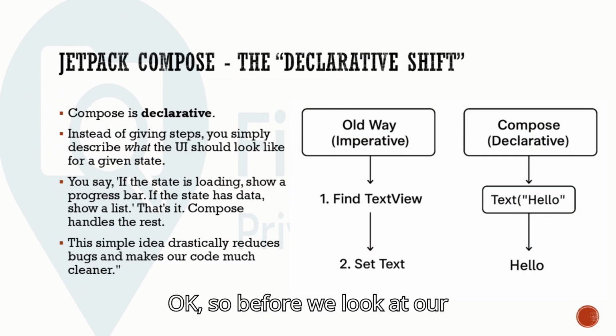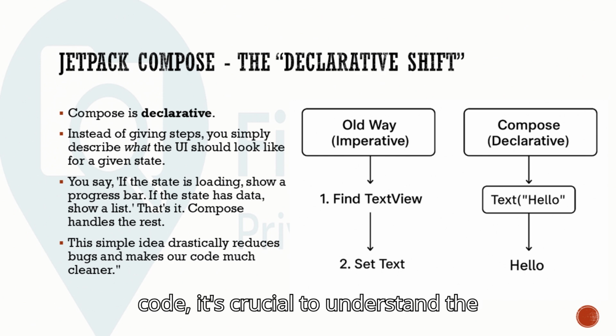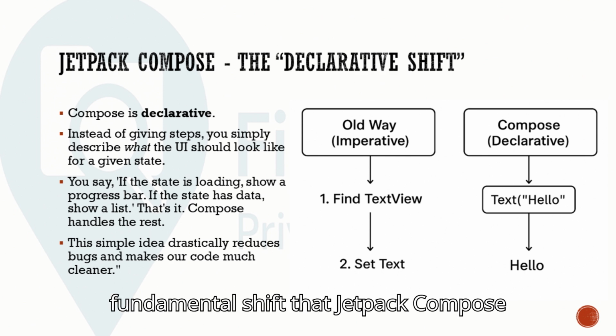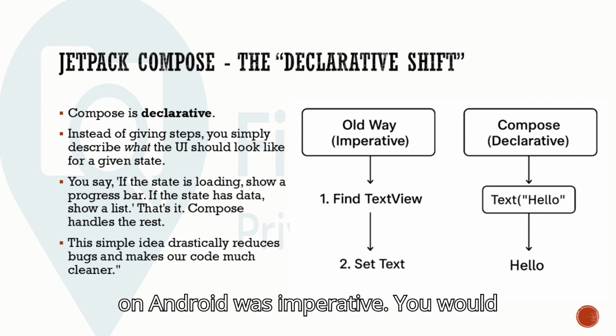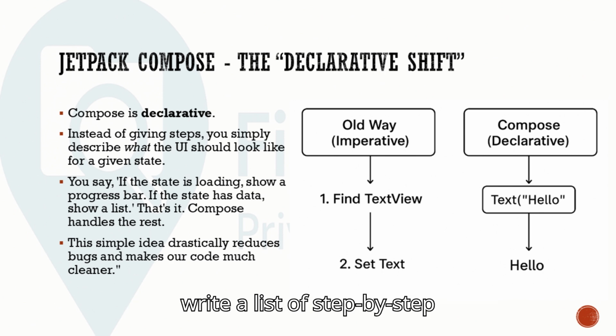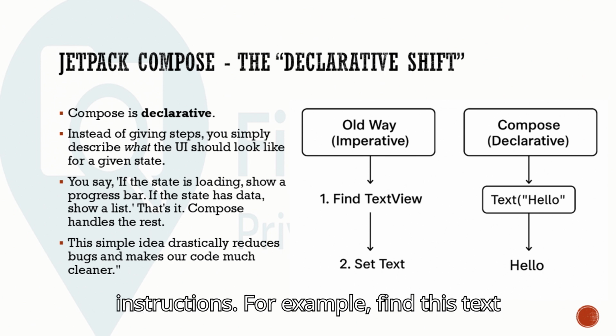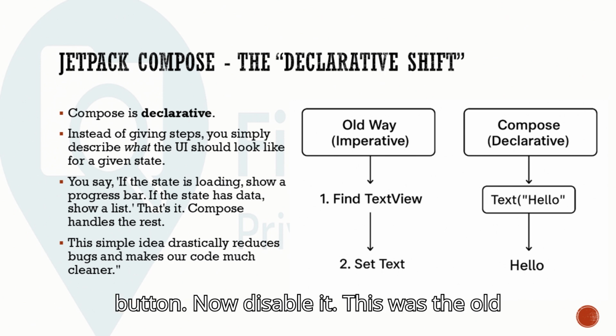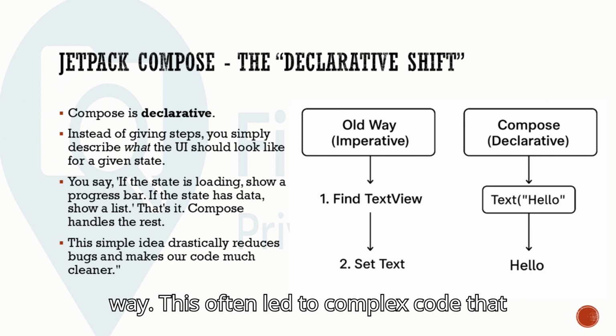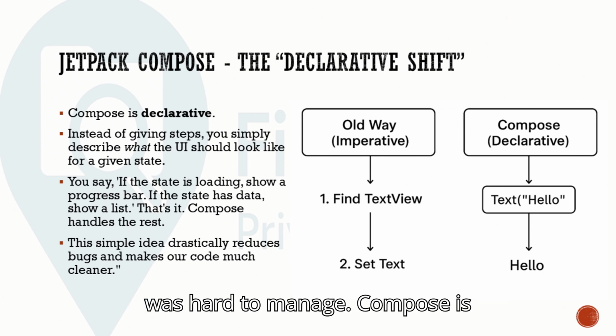Okay, so before we look at our code, it's crucial to understand the fundamental shift that Jetpack Compose represents. The old way of building UIs on Android was imperative. You would write a list of step by step instructions. For example, find this text box, now change its text. Find this button, now disable it. This was the old way. This often led to complex code that was hard to manage.